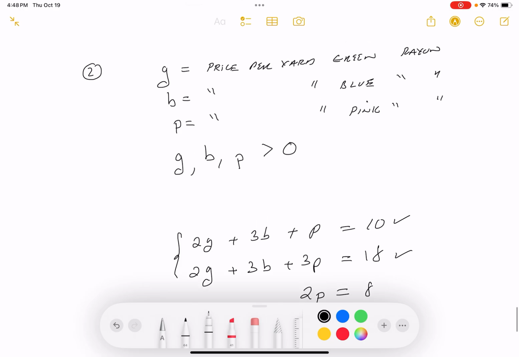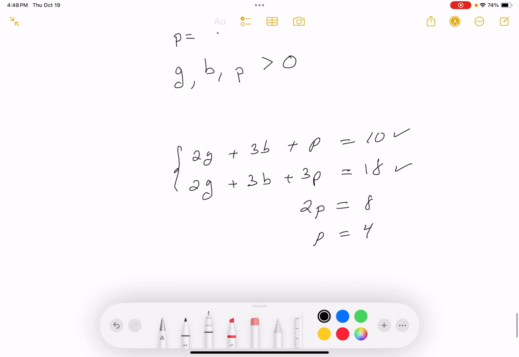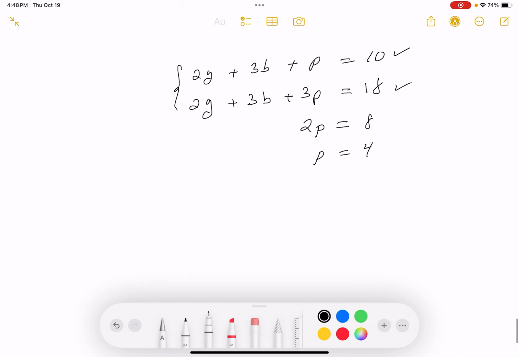well, I got to go back and read that, right? So P is the price per yard, right? So the pink stuff is $4 per yard. All right? So what am I going to do now? I'm going to try to answer the question. And the question is this. What is the price for 27 inches?